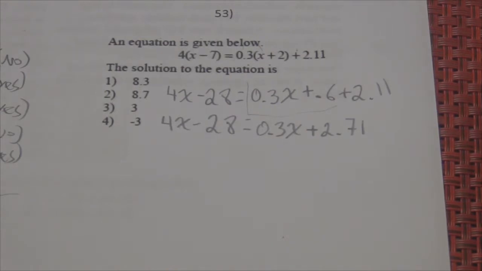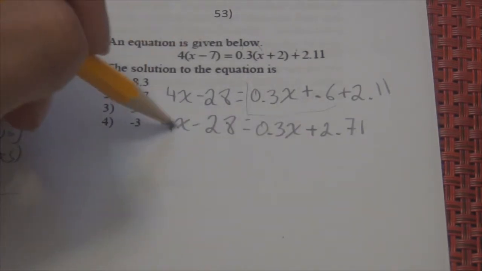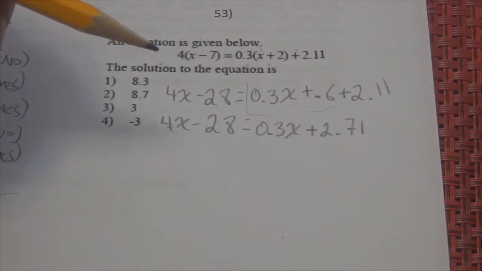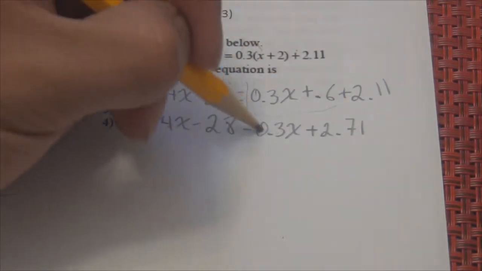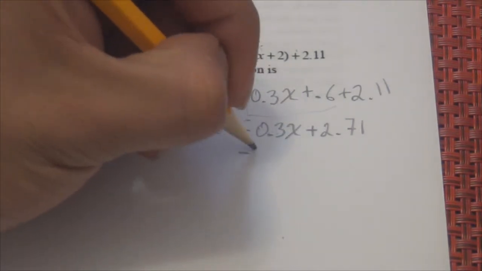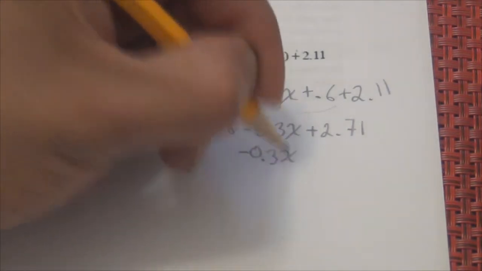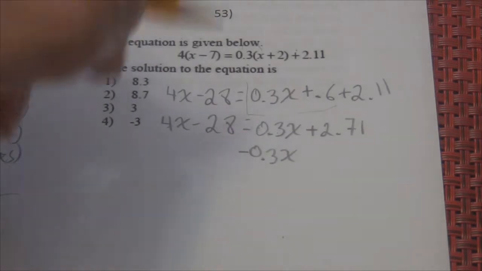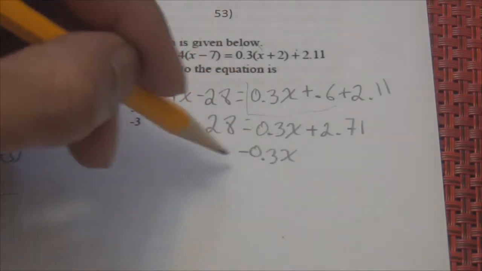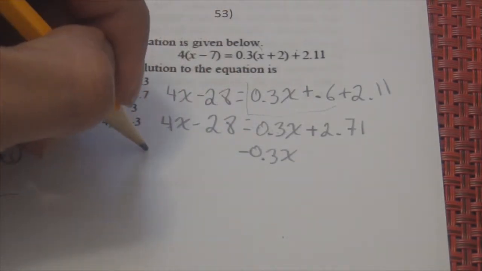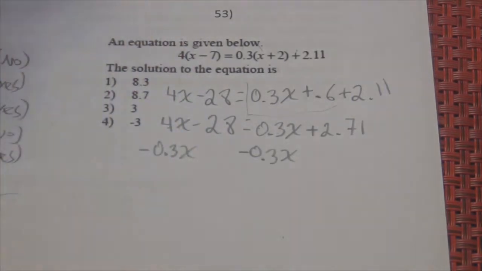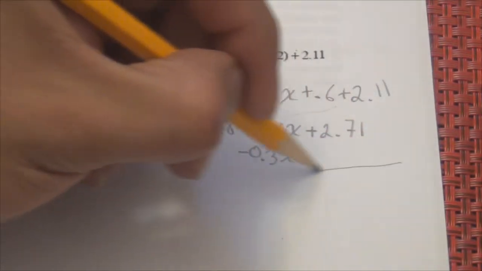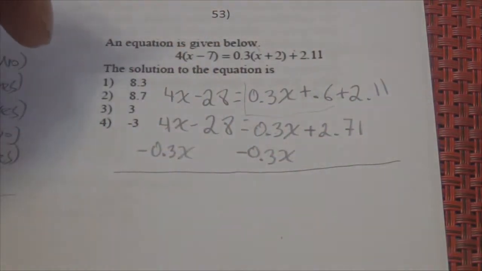Now the next rule. Do I have variables on both sides? Yes, I do. So I'm going to get rid of the variable that has the lesser value. In this case, 0.3x. So I'm going to subtract 0.3x, minus 0.3x. Now listen, if you know another method of solving these equations, then by all means use it as long as you get the right answer.